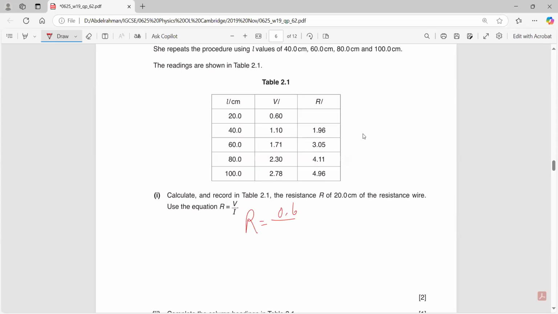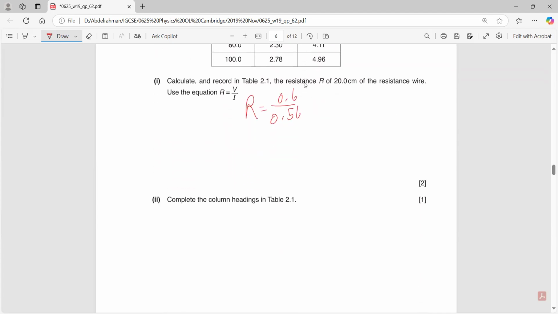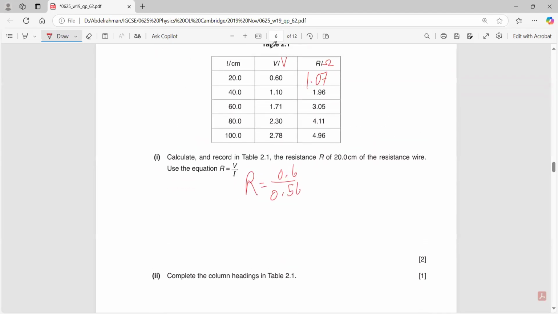The resistance would be 1.07. And then we need to complete the table headings or the column headings. Voltage slash volts, resistance slash ohms. Okay, volts and ohms.